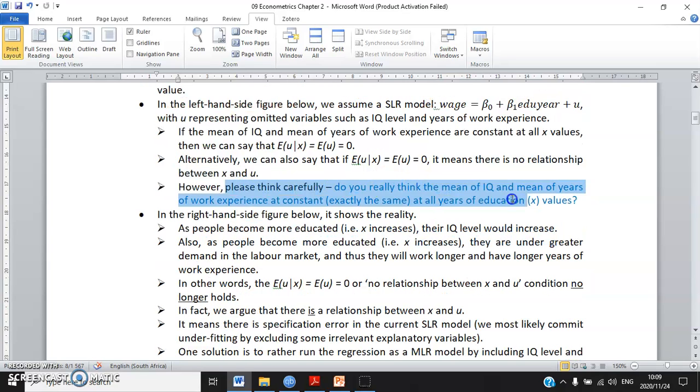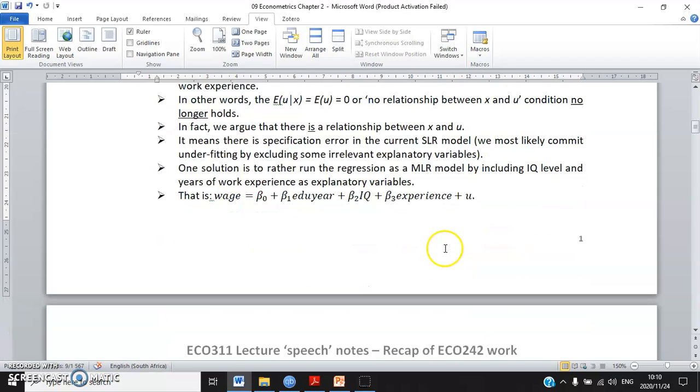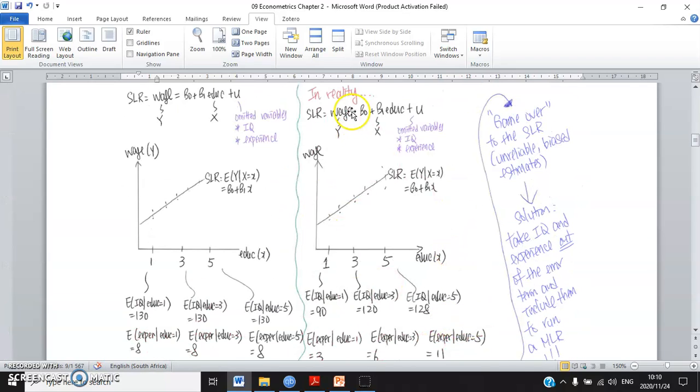But think carefully. Do you really think the mean of IQ and the mean of years of experience are constant, or exactly the same, at all years of education values, or at all x values? I think the answer is no if we really think realistically. So now can we look at the graphical sketch on the right-hand side? So this is the reality.